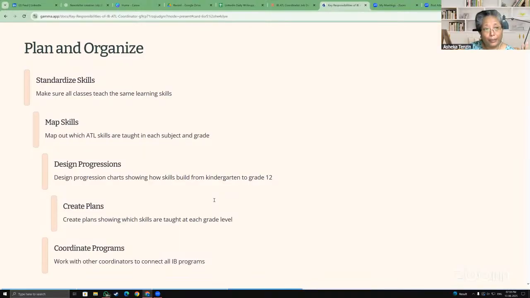What else do you need to plan and organize? You need to create plans showing which skills are taught at which grade level. The progression chart will help to create the plans, and you have to coordinate between the programs. If your school is a continuum school, you have to coordinate between the IB programs. So you will have to work with the PYP, MYP, and DP/CP coordinators, so that you connect all the IB programs and see a progression of skills throughout the school. This is important.